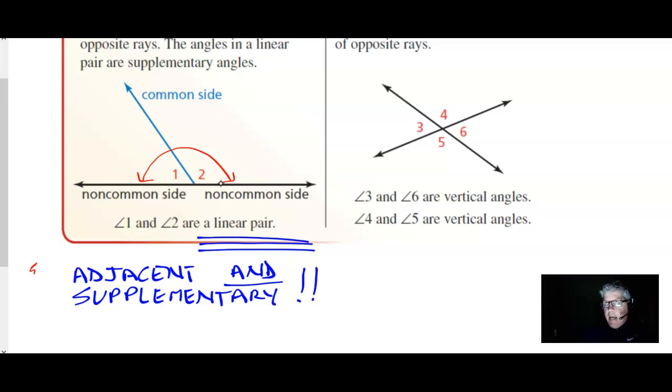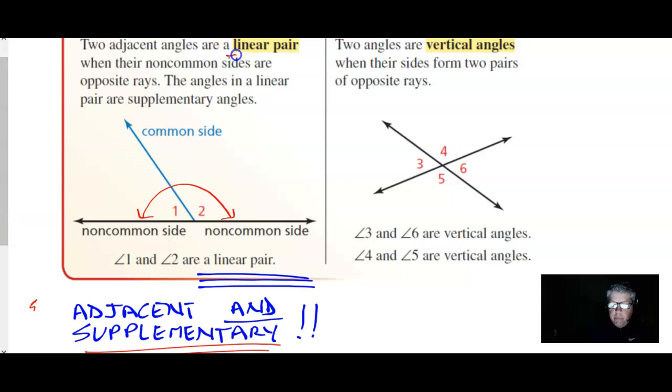It's so basic, but if we say linear pair, you need to associate that with supplementary immediately, and life's good. So the idea is if you see linear pair, think of this picture and know that 1 and 2 are going to be supplementary.